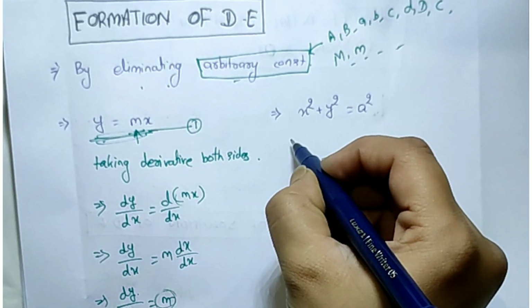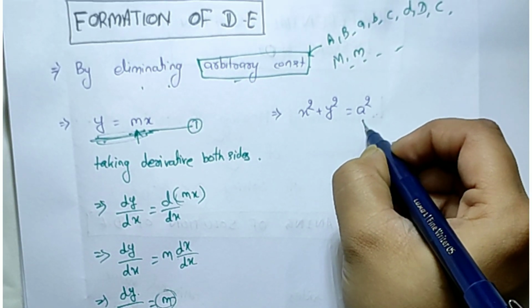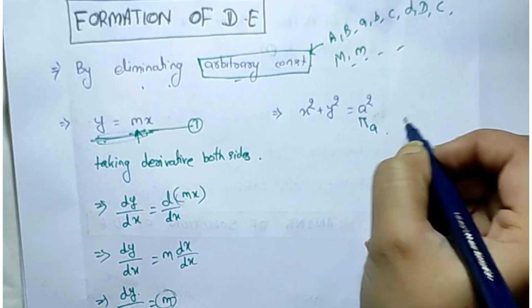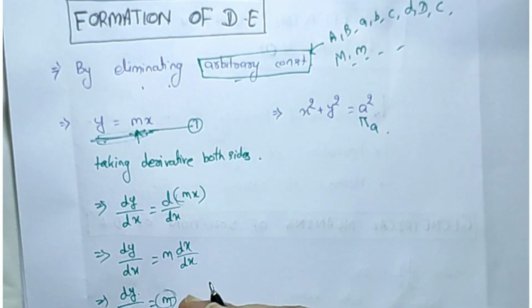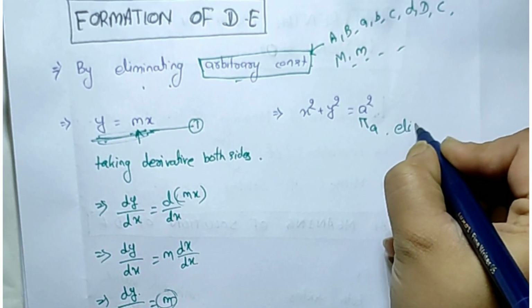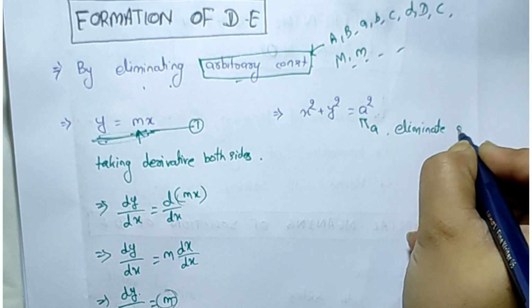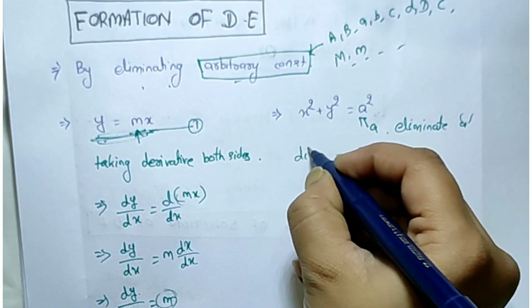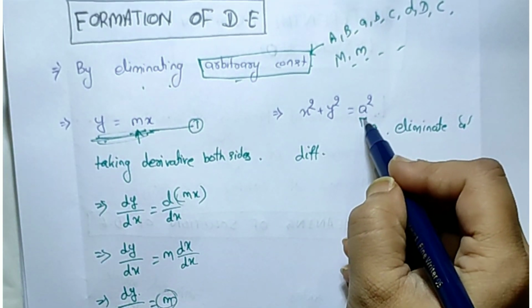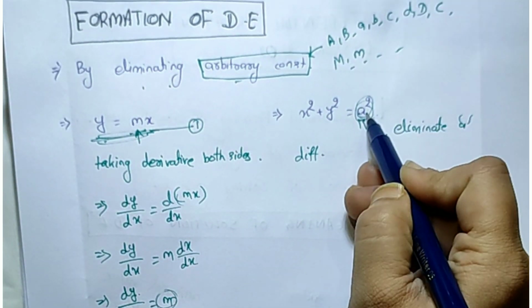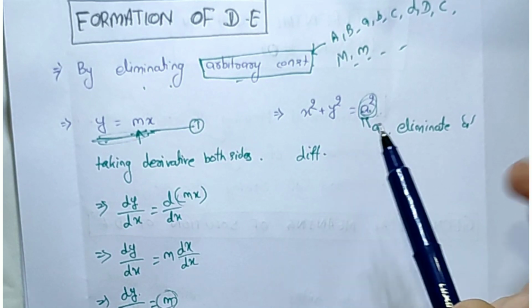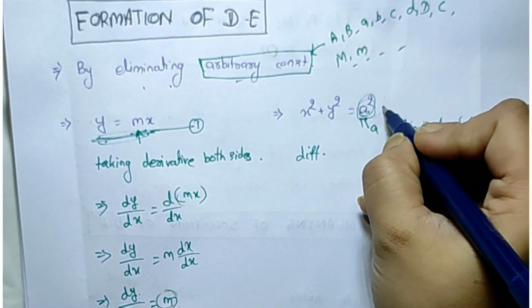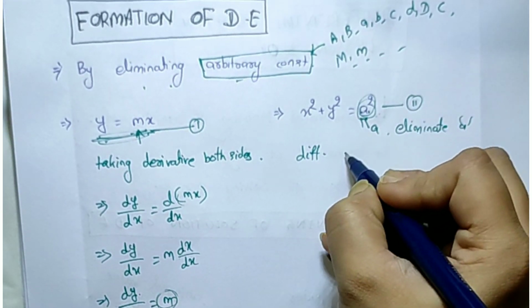Okay. Let's have another example. Here, what is the arbitrary constant? A is the arbitrary constant. So our aim is to eliminate A. If we want to eliminate the constant, then we have to differentiate in any way. So differentiate. Let's suppose this is equation 2.